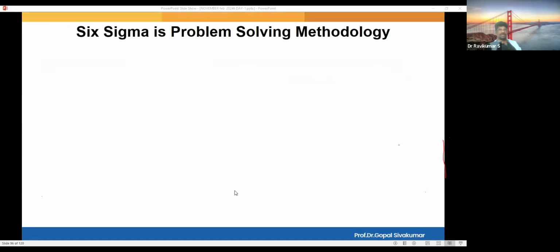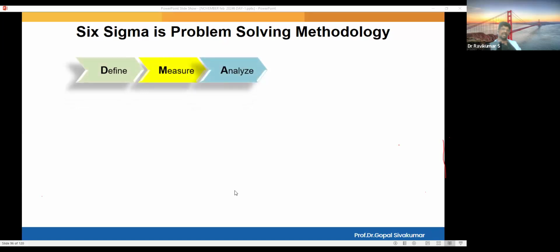Okay, guys. Now Six Sigma is a problem-solving methodology. What does it mean? Six Sigma has 5 phases for the existing process, product or service: define, measure, analyze, improve, and control.